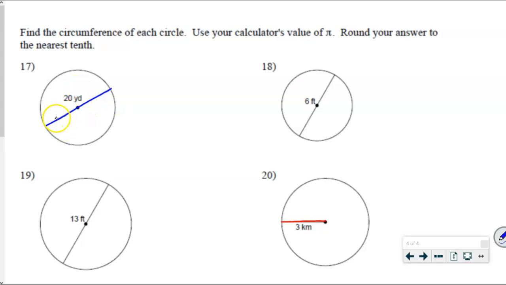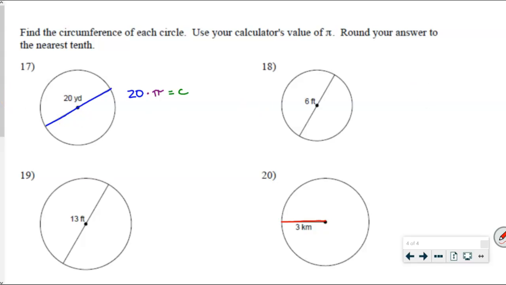These are the last two that I'm going to do. If I give you the diameter, we remember that it's simply the diameter multiplied by pi is equal to the circumference. We'll use the calculator's value of pi and we will round to the nearest tenth. I'll leave that one for you to complete on your own.